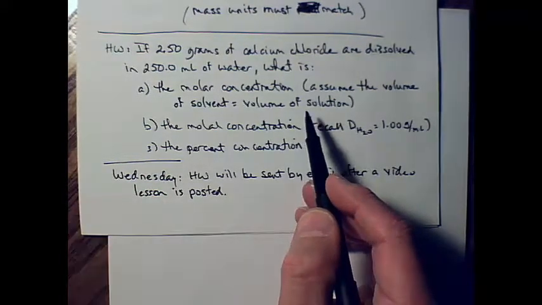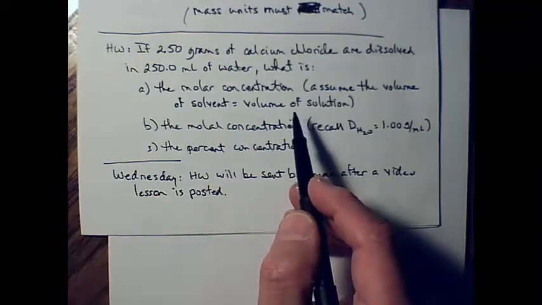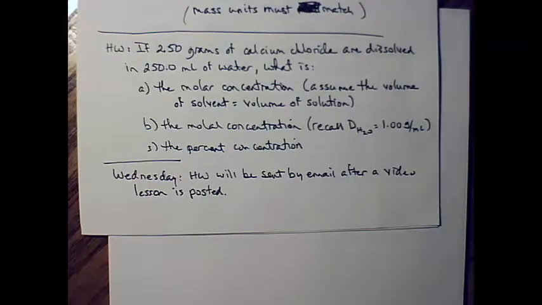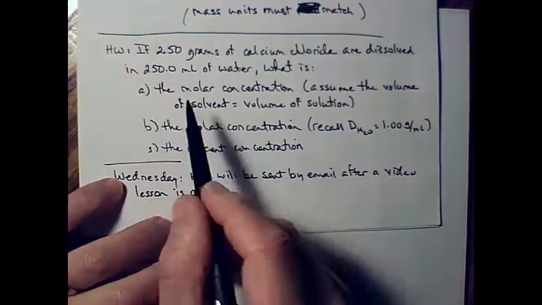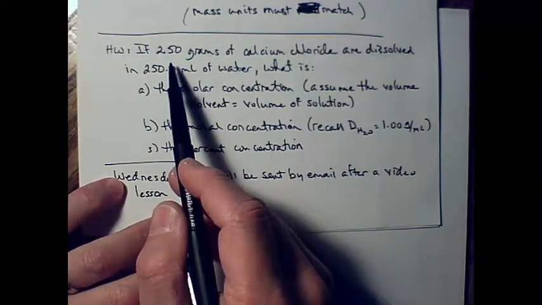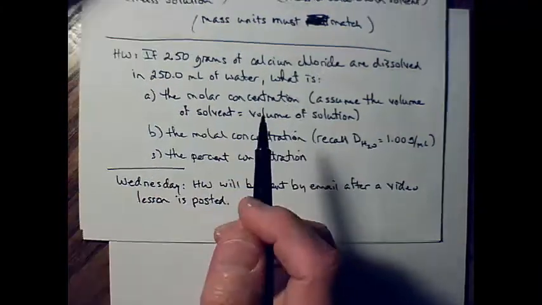And a funny thing happens when you're dissolving salts in water or ionic compounds in water. Very often the volume doesn't change much at all. Okay, so this is not an unusual case that it would happen like this. But what we're going to do is to find the molar concentration first.